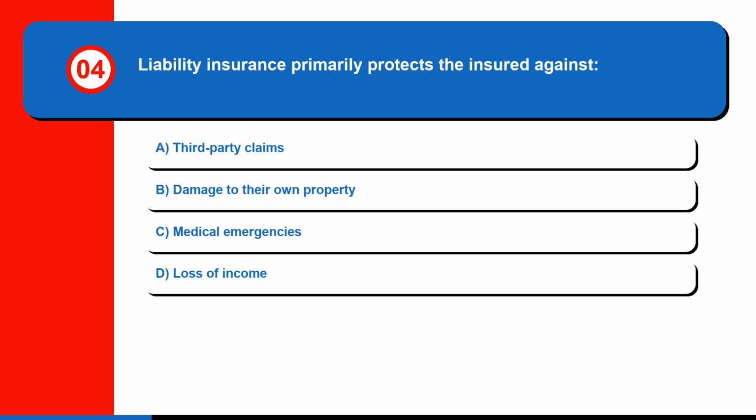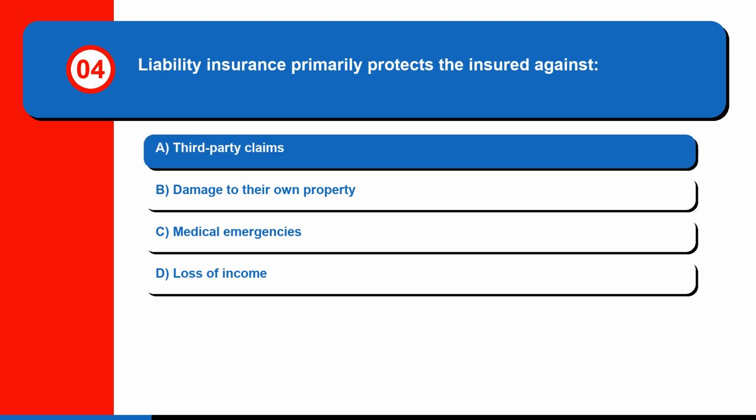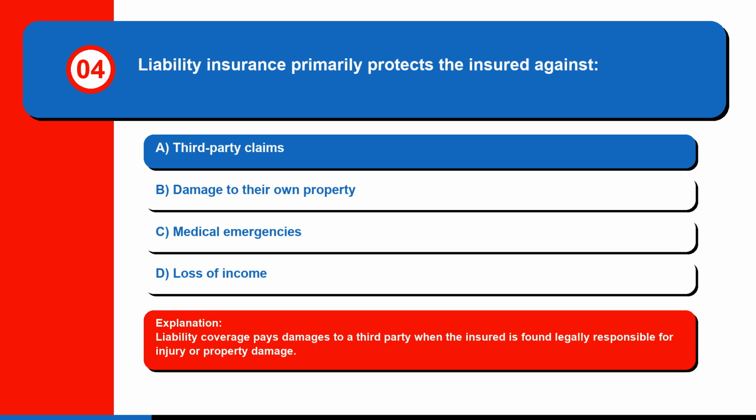Question 4. Liability insurance primarily protects the insured against A. Third-party claims, B. Damage to their own property, C. Medical emergencies, or D. Loss of income. The correct answer is A. Third-party claims. Liability coverage pays damages to a third party when the insured is found legally responsible for injury or property damage.